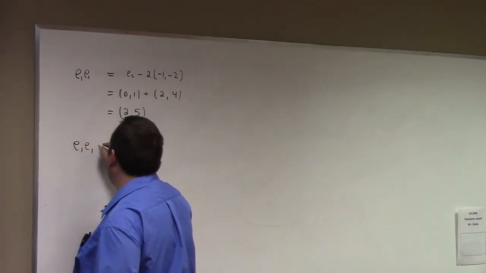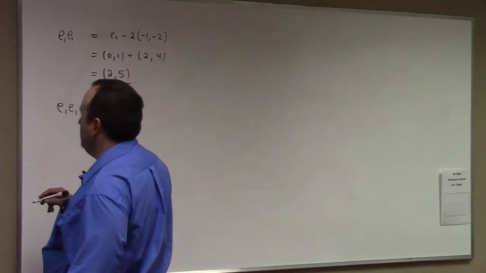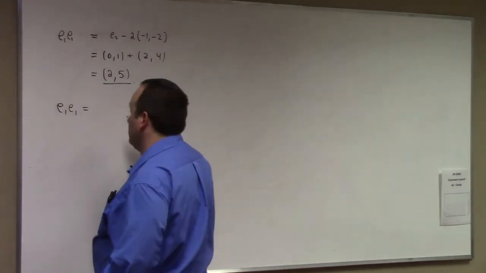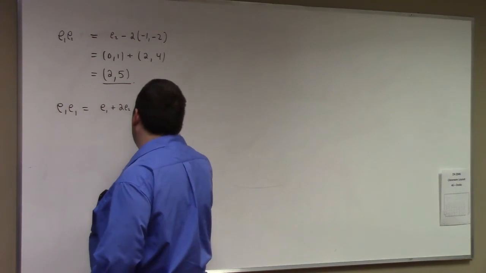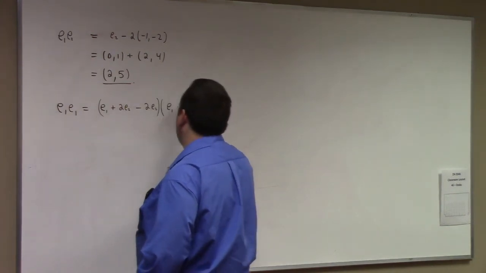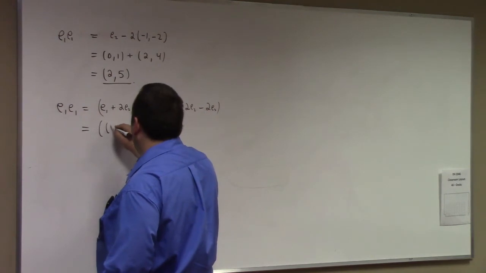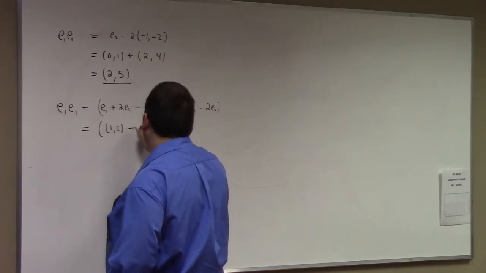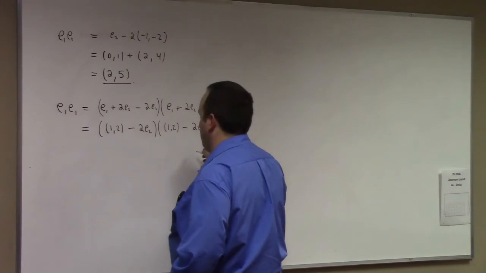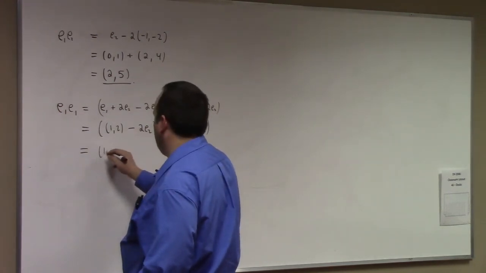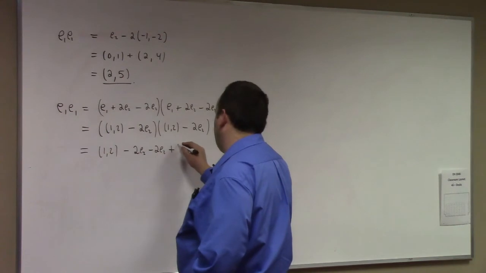We got E1, E1 is what? Is that calculation at least legit? Probably not, because it's based on E1, E1. Let's work it out. What's E1, E1? So we've got E1 plus 2 E2 minus 2 E2, which is 1 comma 2, minus 2 E2 times 1 comma 2 minus 2 E2, which should give me 1 comma 2 minus 2 E2 minus 2 E2 plus 4 E2 E2.